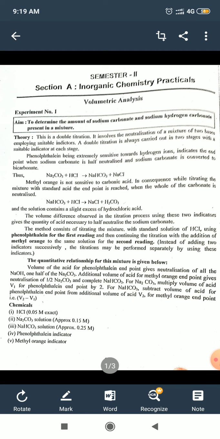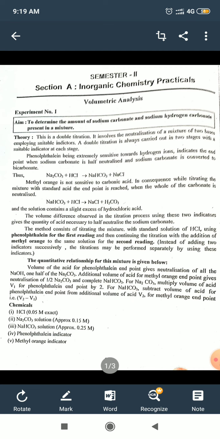Theory of this practical. This is a double titration. It involves the neutralization of a mixture of two bases employing a suitable indicator. A double titration is always carried out in two stages with a suitable indicator at each stage.